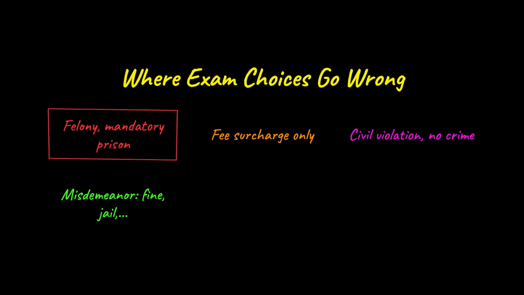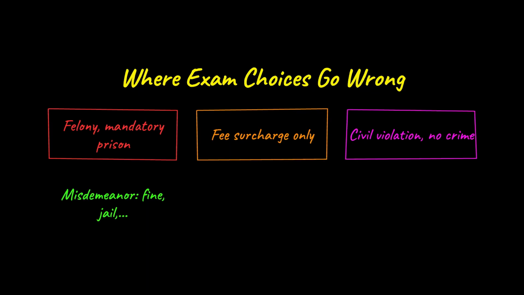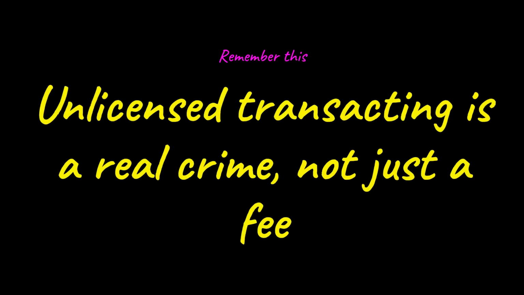Exam choices push the offense too high, calling it a felony with mandatory prison, or too low, calling it a fee surcharge or a purely civil matter. Only one answer is correct: a misdemeanor punishable by a fine, jail, or both. Keep this straight. California classifies unlicensed transacting as a misdemeanor, with a fine reaching $50,000 and up to a year in jail. That's exactly why licensing is never optional.